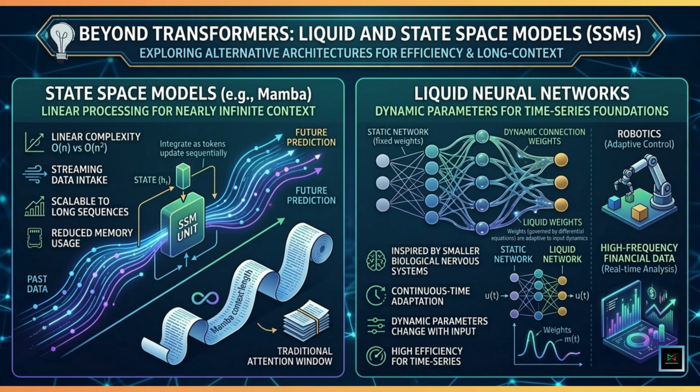Next, we can talk about liquid neural networks. These are inspired by the nervous systems of smaller organisms. These models feature liquid parameters that change based on the input they receive. They are exceptionally efficient for time series foundations like robotics or high-frequency financial data.